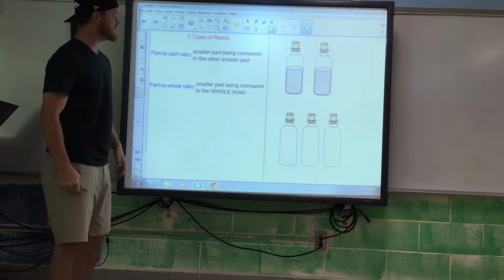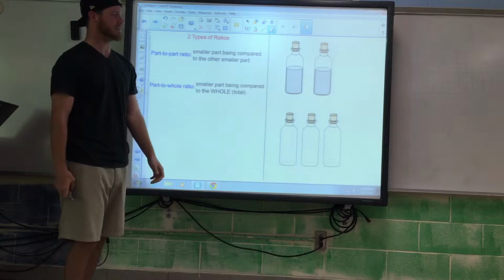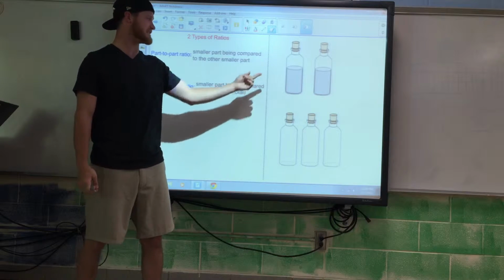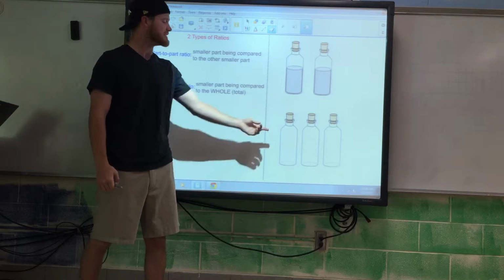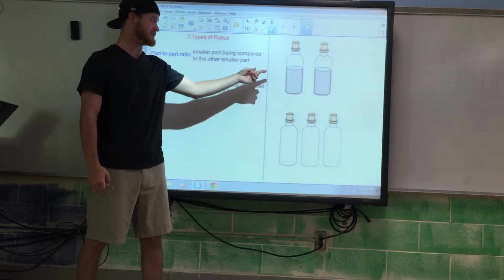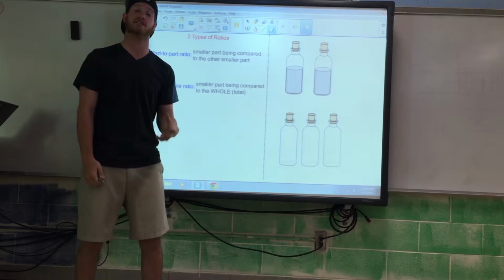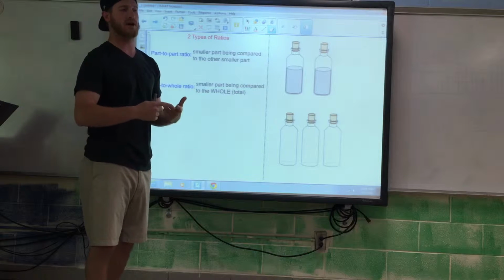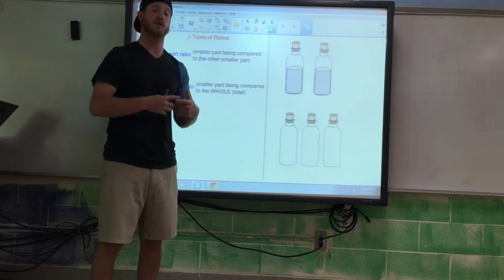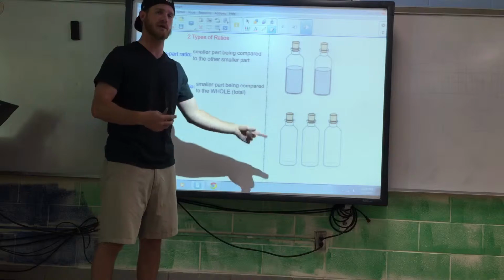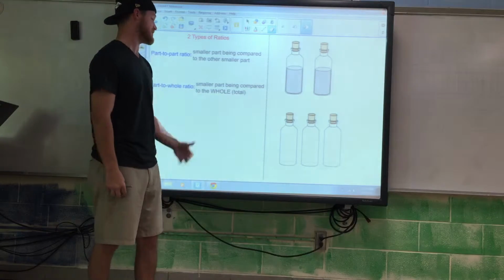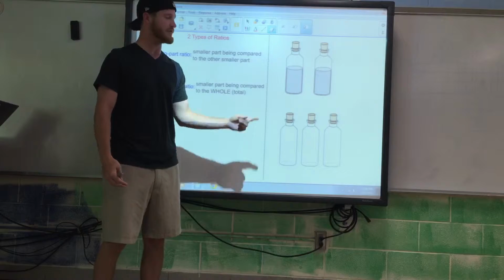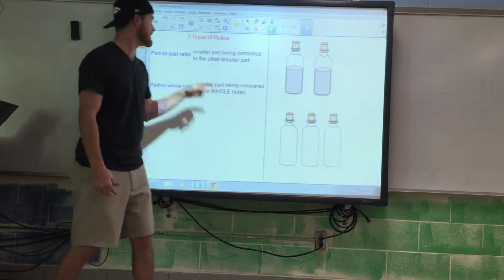Now, keeping these two ratios in mind, let's look at a part-to-part ratio. A part-to-part ratio could say the filled bottles to the empty bottles. The number of filled bottles is 2, the number of empty bottles is 3. That ratio would be 2 to 3. Now, the part-to-whole ratio would say, what is the number of filled bottles to all the bottles? Well, how many total bottles do we have over here? 5. So filled to the total would be 2 to 5.